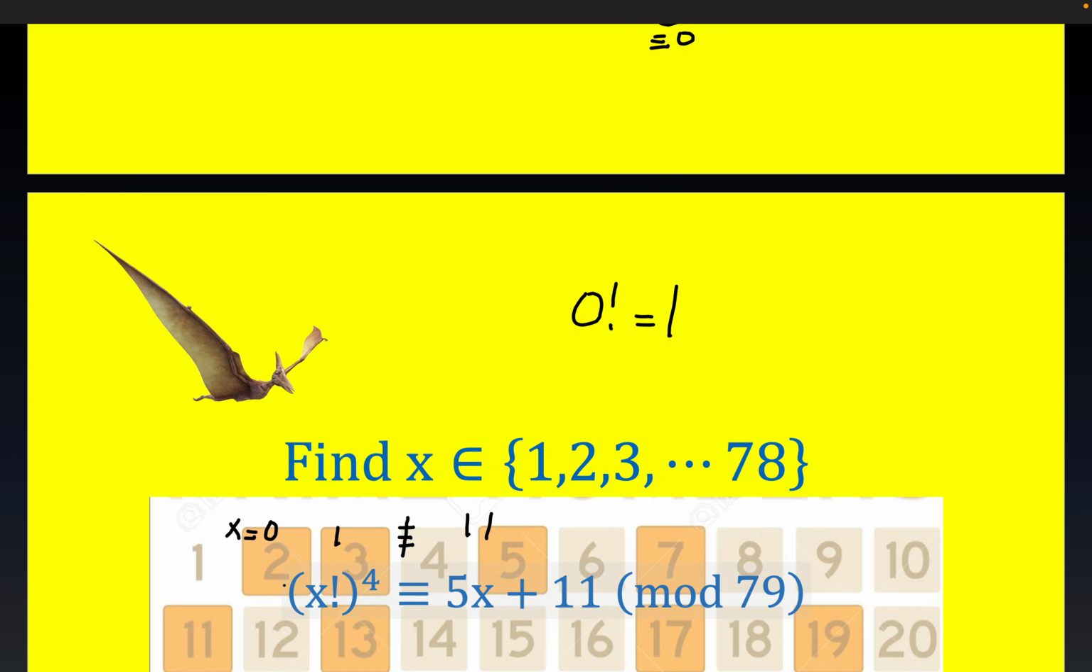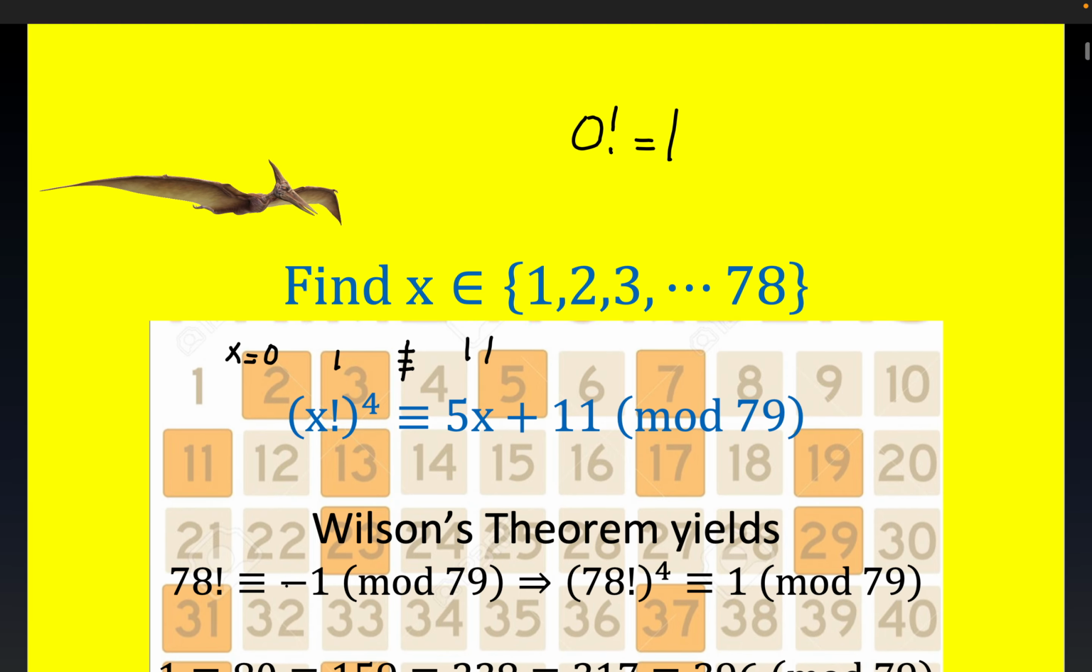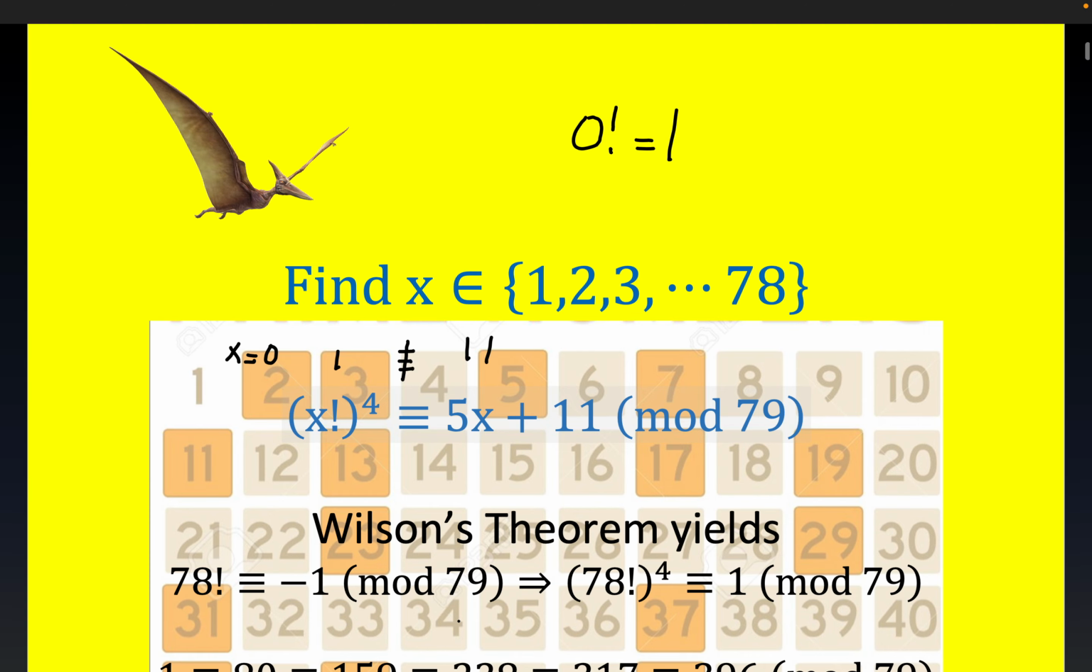And of course, those of you who've taken number theory know that Wilson's theorem is going to help us out immensely right here. Now, this is Wilson's theorem. 79 is a prime number. So this is just a special case of Wilson's theorem.